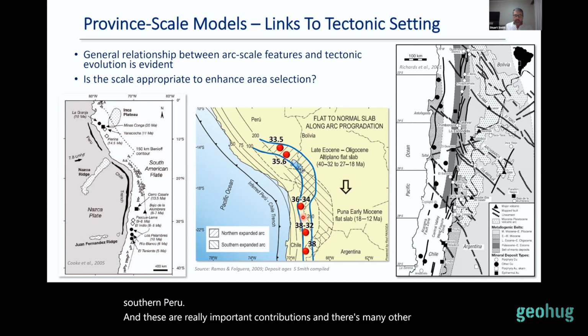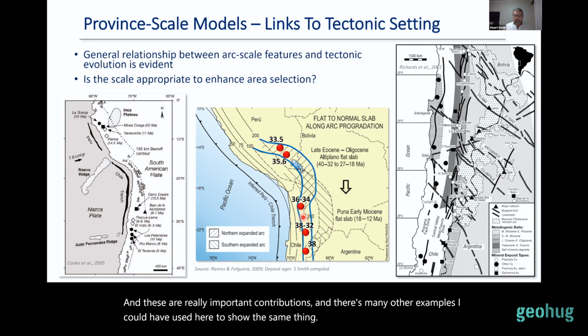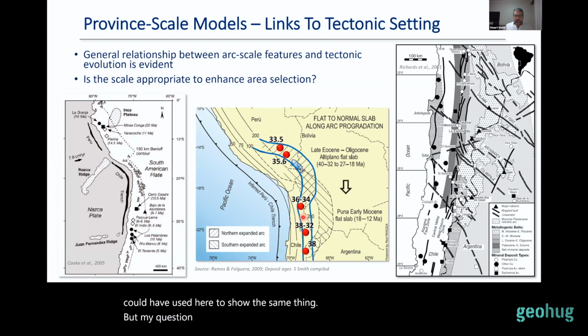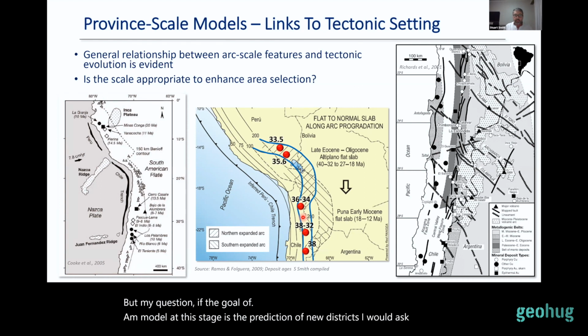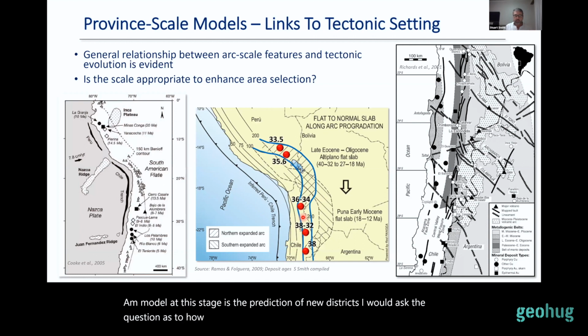But my question, if the goal of our model at this stage is the prediction of new districts, I would ask how predictive are those models at that district scale within the overall broad arc.